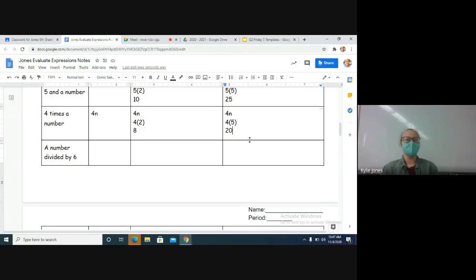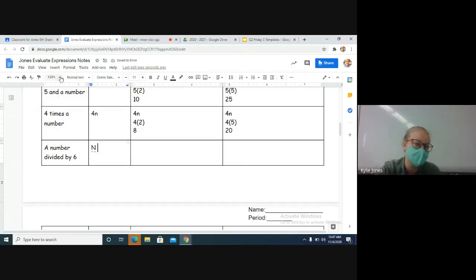All right, let's look at our next one. A number divided by 6. Just for these examples, it won't always. I'm going to have to show you guys how to do the division sign. How am I going to write this? What does it mean when I say a number? N. It's not 6n. We're dividing this time. We need to do a division sign.